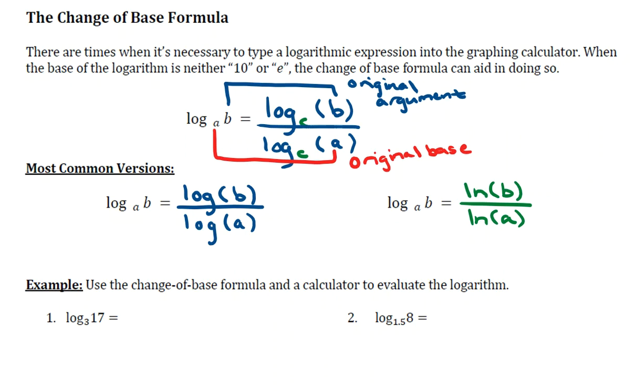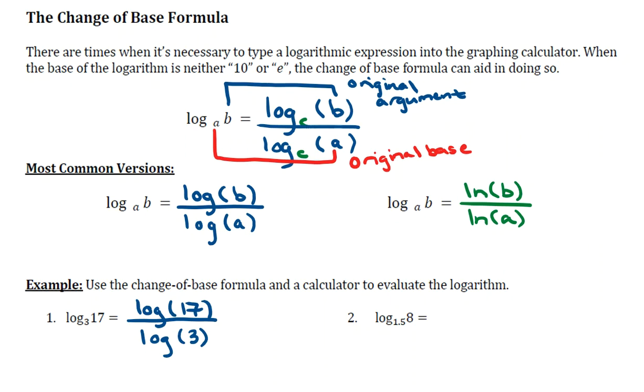So with that said, let's go ahead and work on these two examples. We have the log base 3 of 17. If you wanted to type this into your graphing calculator to get a decimal approximation, you'd have to use one of these two versions. And I'm going to go with the common log version. So one way to rewrite log base 3 of 17 is to write it as log base 10 of the original argument 17 on top of log base 10 of the original base 3. And I'll show you how to type that into the graphing calculator in my follow-up video.